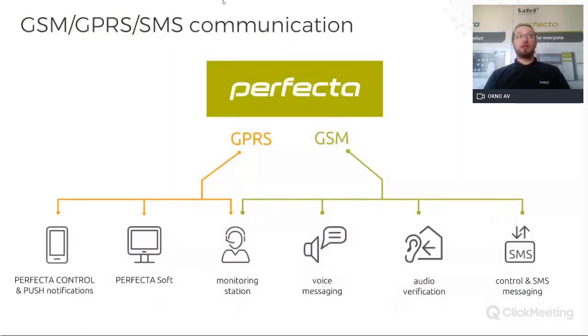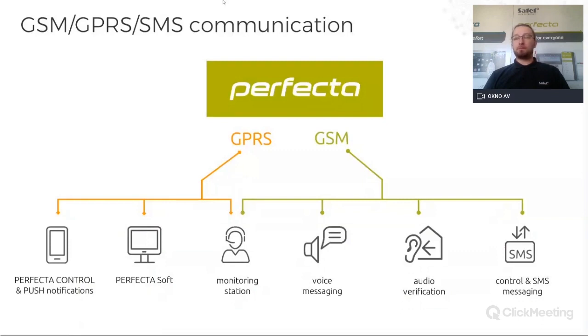Okay. About GSM GPRS SMS communication, you can use GPRS for the communication with the Perfecta control and push notification. So for the end user, you can remotely connect by the Perfecta soft to configure the system remotely. This gives you a possibility to solve many issues or requirements from the end user remotely without the need to go there. And of course, you can connect with the monitoring station by using GPRS. With the GSM, you can, again, use it for the monitoring station, but also for voice messaging, audio verification and control, and SMS messaging.